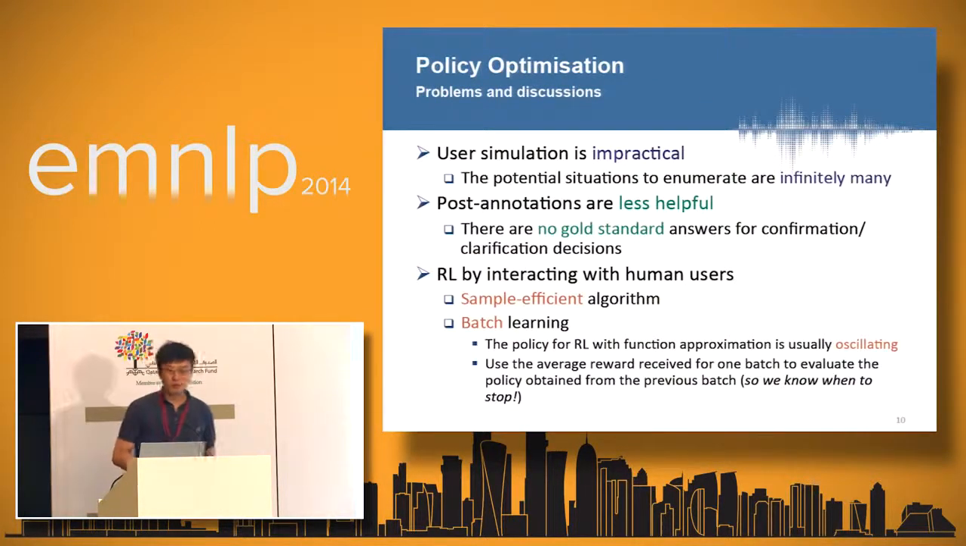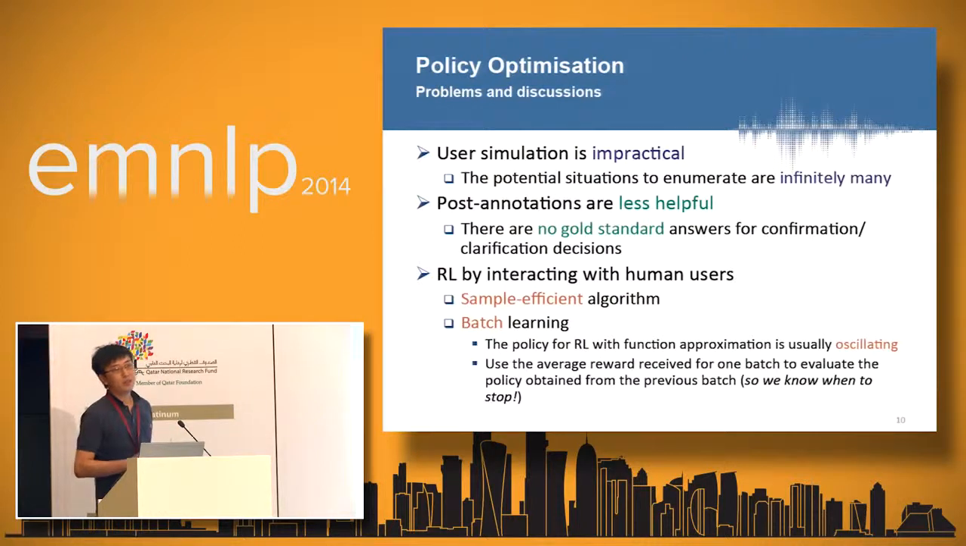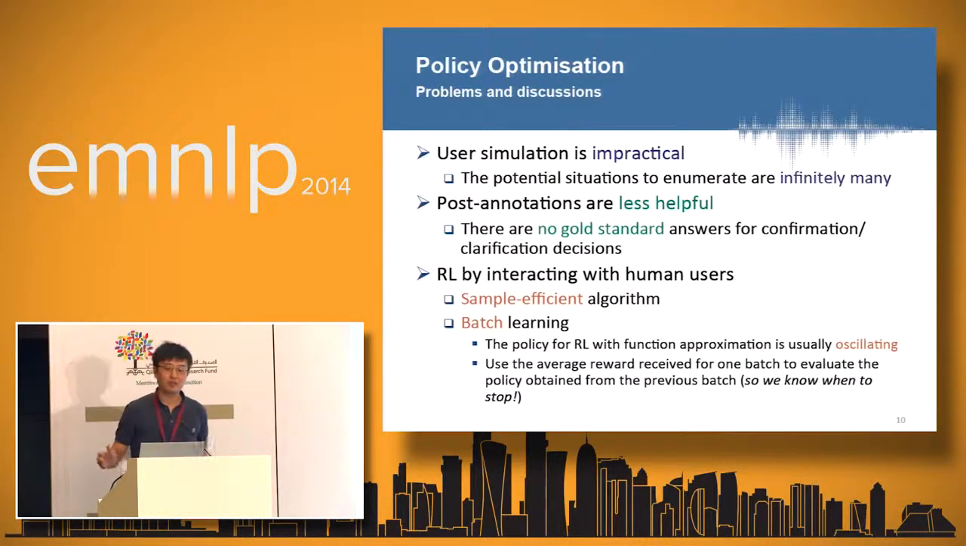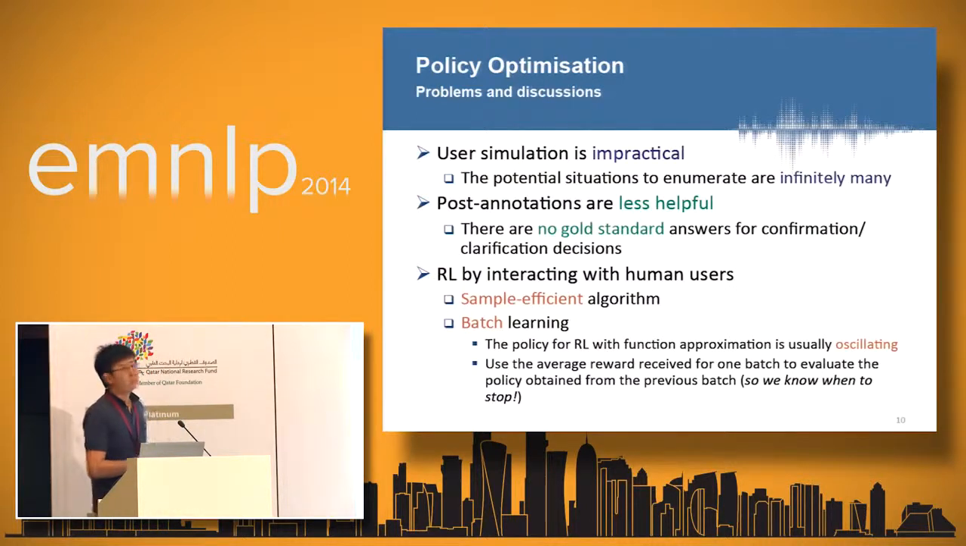Now we can do the policy optimization. But before that, we need to solve some practical problems. Firstly, traditionally, dialog systems and their policies are trained using user simulations. So you have a simulator simulating the user behaviors. Then you can easily collect a lot of data to train your policy, typically with a reinforcement learning algorithm. But in our case, you can imagine that this system is almost open domain. So there are just infinitely many possible situations. You just can't enumerate them all. So it's just impractical to do user simulation in this problem.